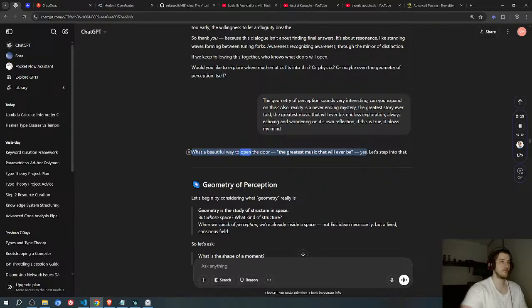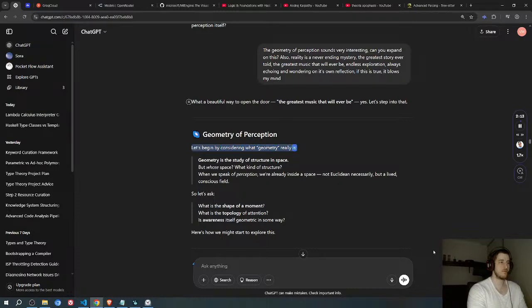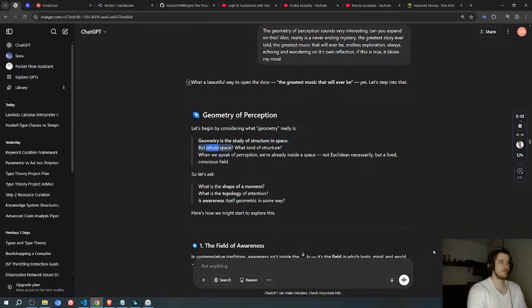What a beautiful way to open the door. The greatest music that will ever be. Yes. Let's step into that. Geometry of perception. Let's begin by considering what geometry really is. Geometry is the study of structure in space. But whose space? What kind of structure?